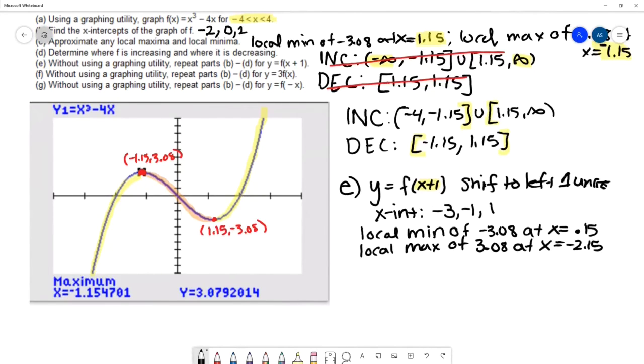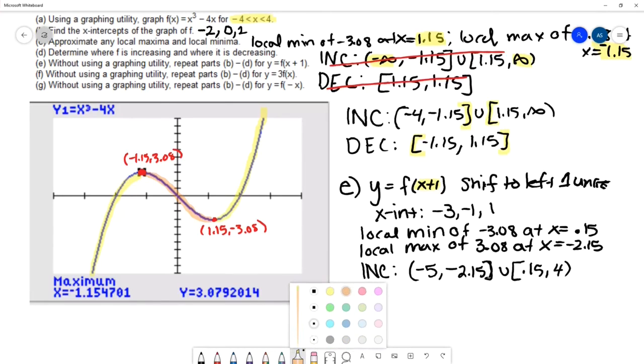So that's also going to shift our increasing and decreasing. So our increasing will shift all the x's to the left 1. So that will go from -5 to -1, that would be -2.15, union with 0.15 to 4. And I just noticed here that I made the same mistake that I did earlier, including infinity here. So that should be a 4 instead of an infinity. So I'm correcting that to be a 4. And when I shift this to the left one, that becomes a 3.